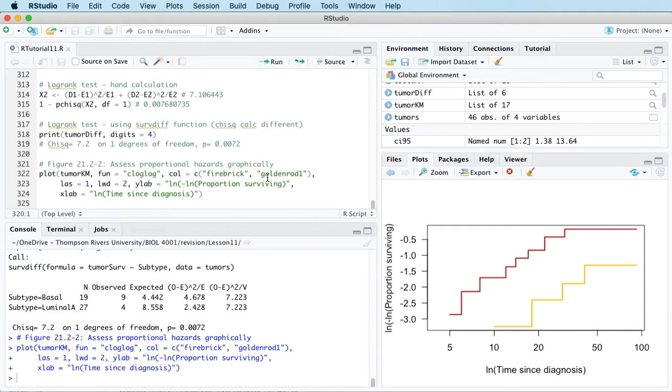So that's a brief introduction to survival analysis of 2 survival curves, and so that's where we're going to leave survival analysis in this course. There's a whole lot more to talk about in this topic, but that's beyond the scope of this course.